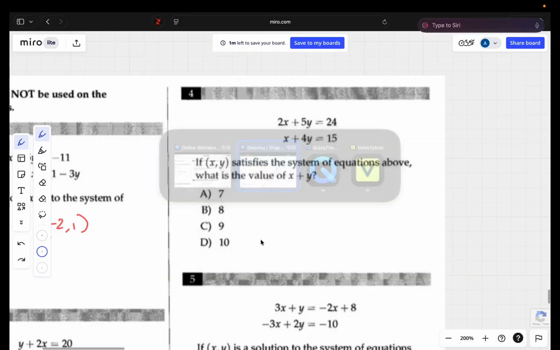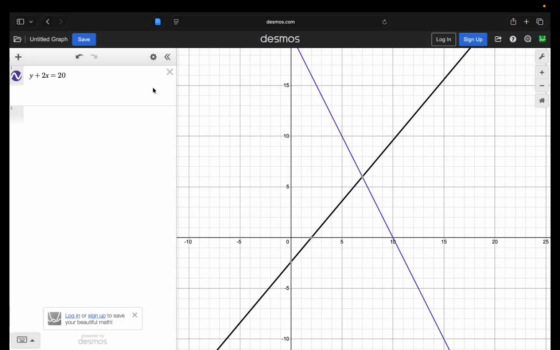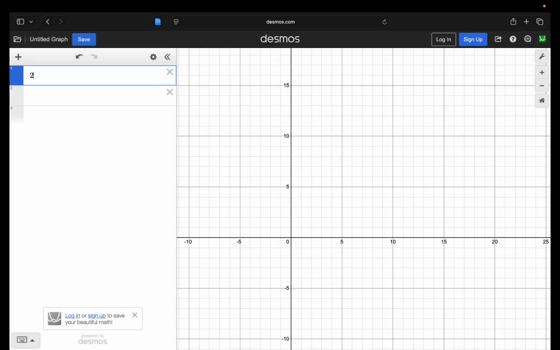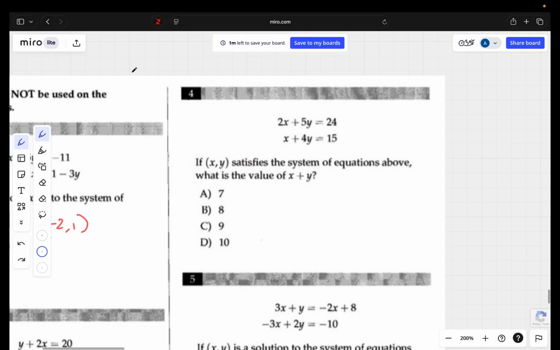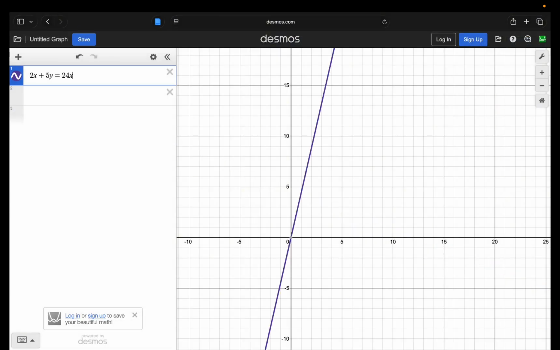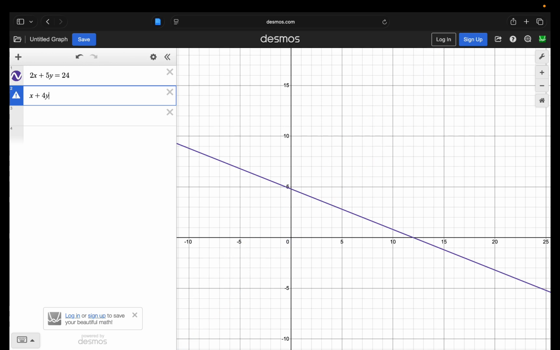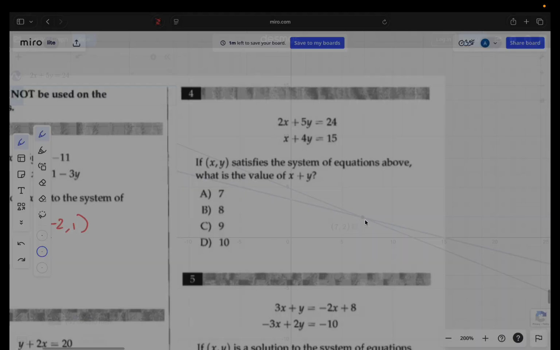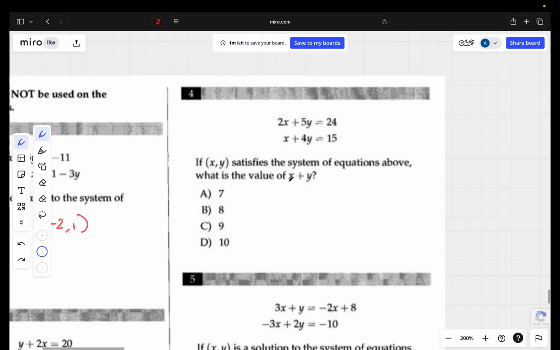2x plus 5y is 24, and x plus 4y is 15. So the point of intersection is going to be 7 and 2. So x is 7, y is 2, 7 plus 2 is going to be 9.